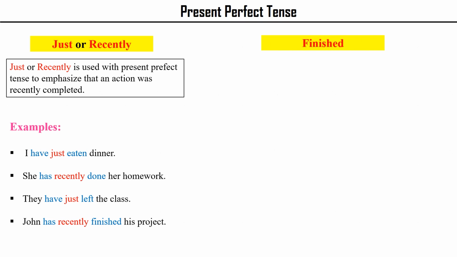Finished. The present perfect tense is used to show an action which started and finished at some unclear time in the past. For example, I have already seen that movie. Here, already shows that the action finished in the past. I have already seen that movie.